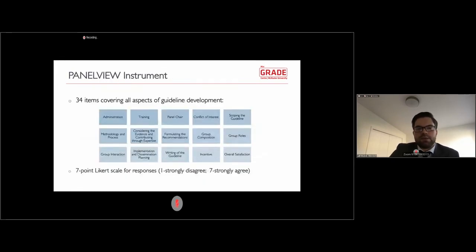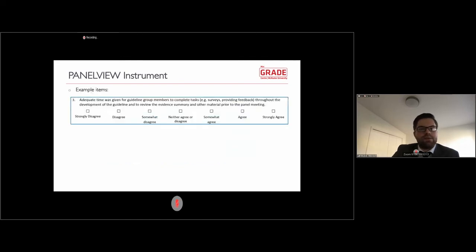So through this process, we developed the instrument that included, in its final version, 34 items that cover all aspects of the guideline development process, from administration, training, chairing of the panel, to writing the guideline and implementing and disseminating the guideline recommendations. And the 34 items in the survey instrument are phrased in a way to provide agreement or disagreement based on a 7-point Likert scale. And I'll show a few examples of the items.